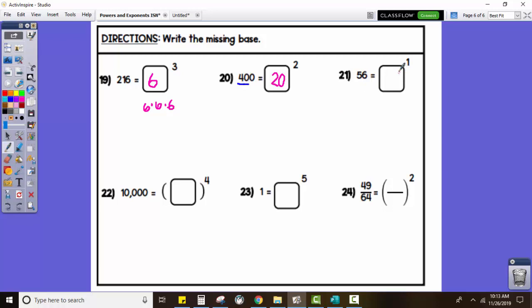Okay, number 21. Something to the 1st power has to equal 56. Well, this is an easy one because, oh, let me back up. 20 times 20.